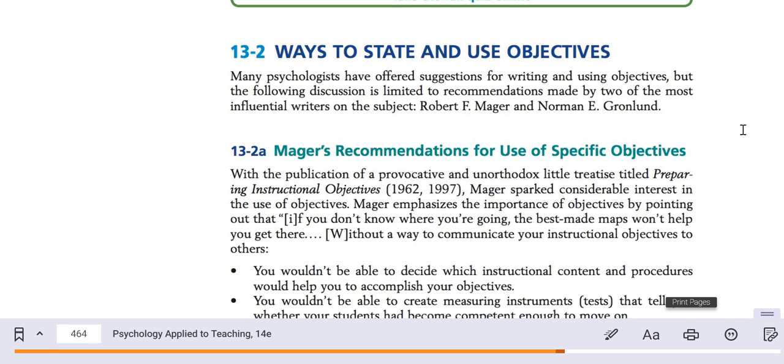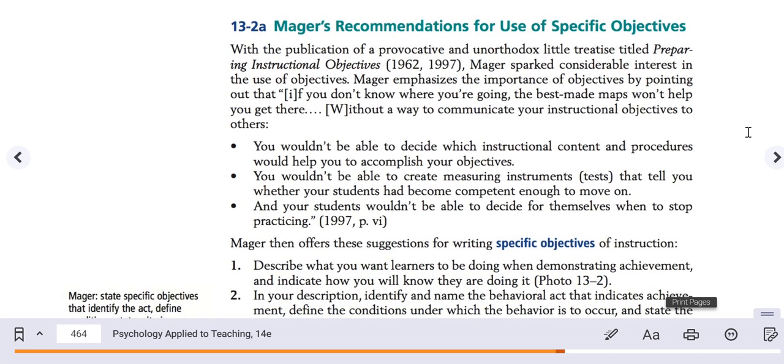two of the most influential writers on the subject, Robert F. Mager and Norman E. Gronlund. Mager's recommendations for use of specific objectives. With the publication of a provocative and unorthodox treatise titled Preparing Instructional Objectives, Mager sparked considerable interest in the use of objectives.